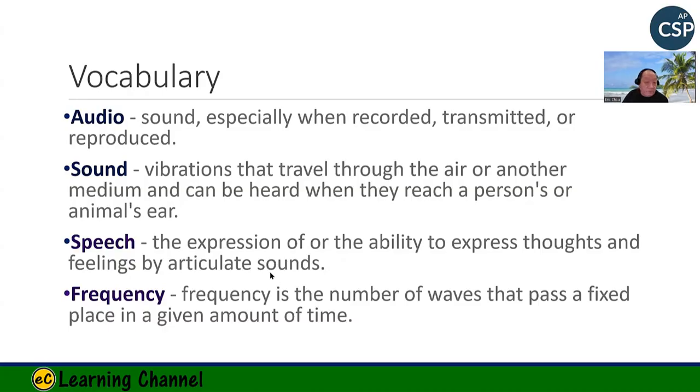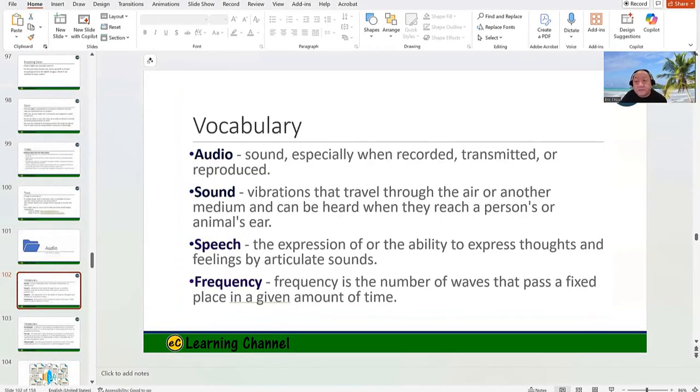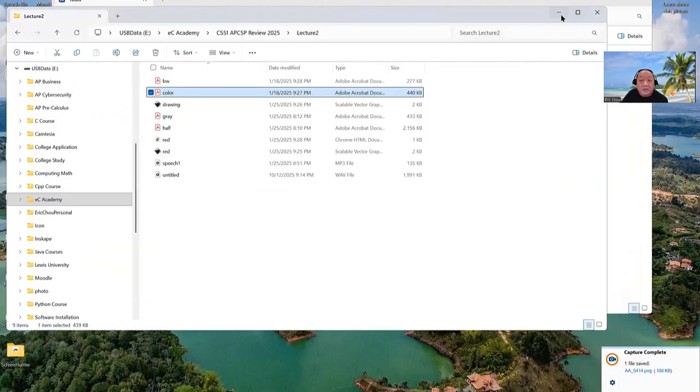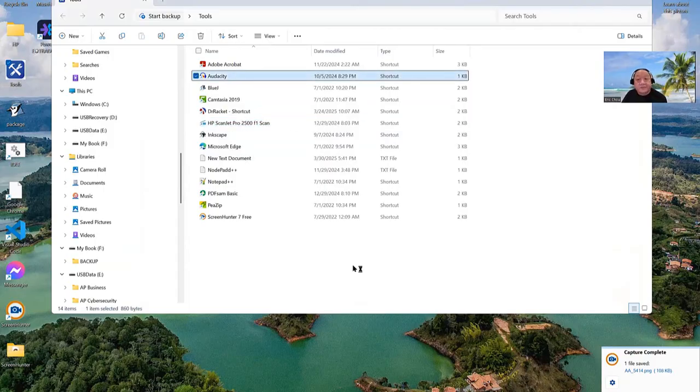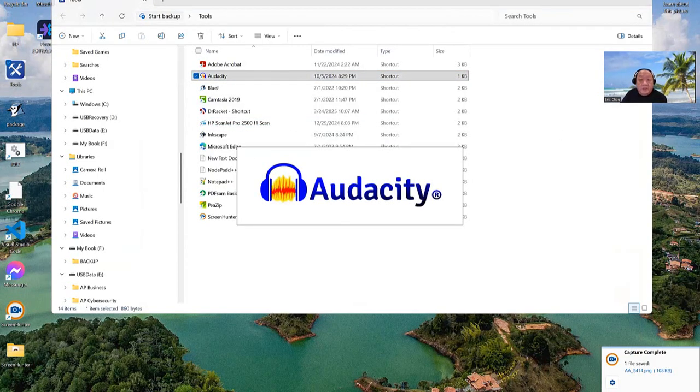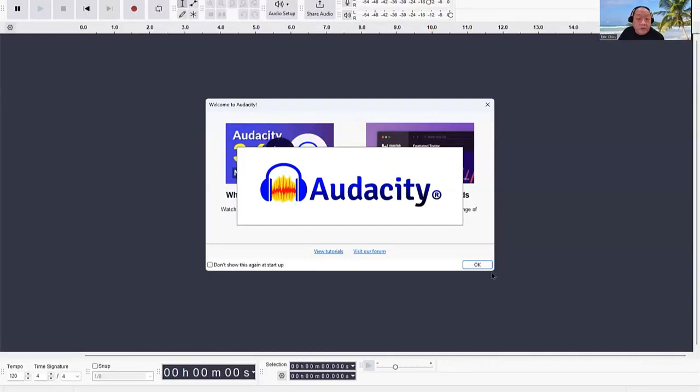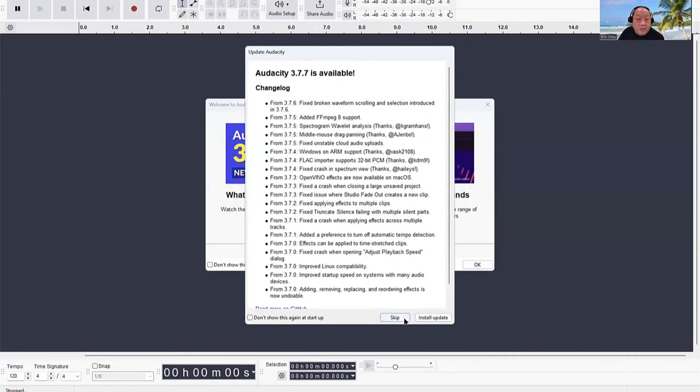Let me play back a different thing. That's actually using, what's this one? That's Audacity. So Audacity is a recording device.